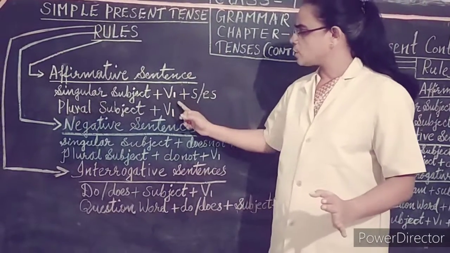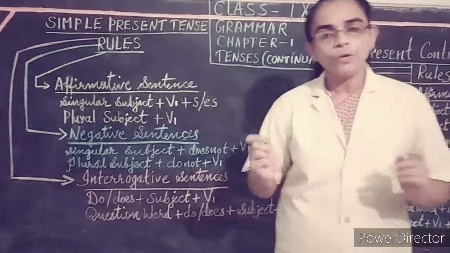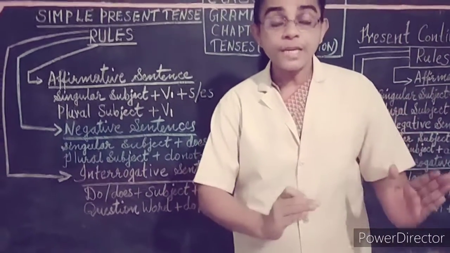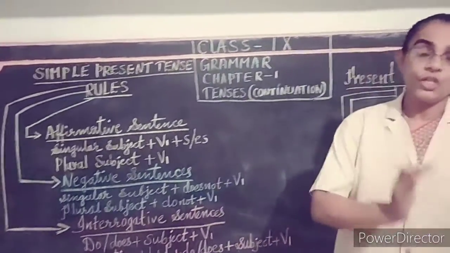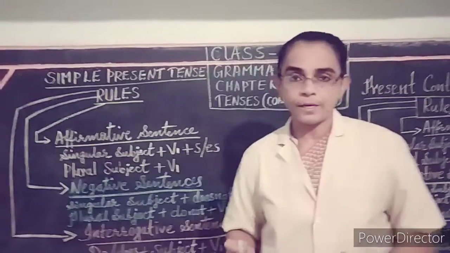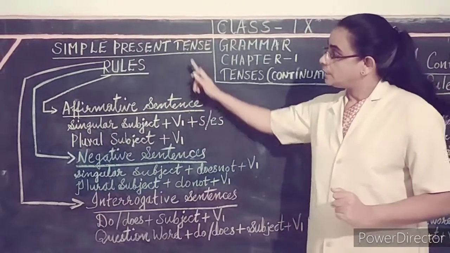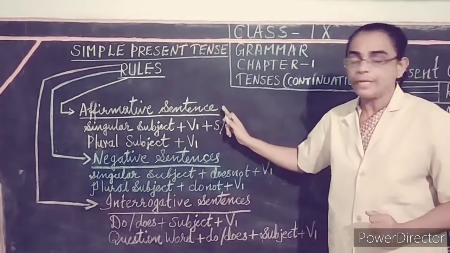Why do we say first form of the verb? Because a verb has got three forms. What are they? Present, past and past participle. So we understood how to use simple present tense as per the rules in affirmative sentences.